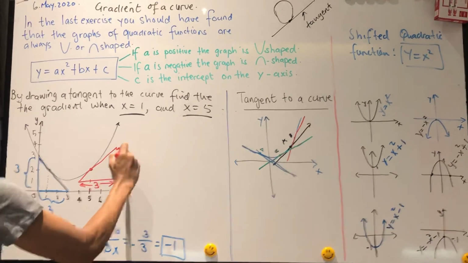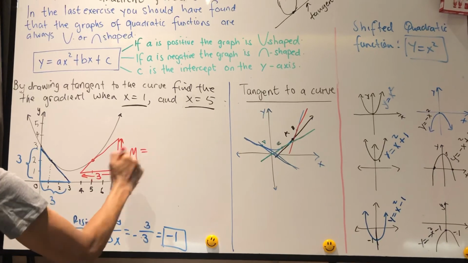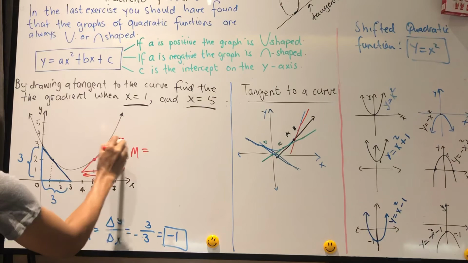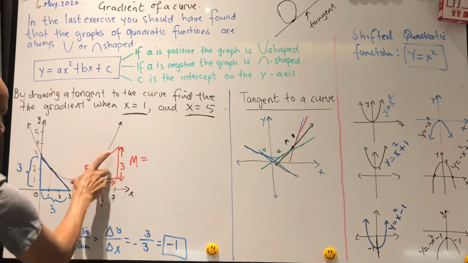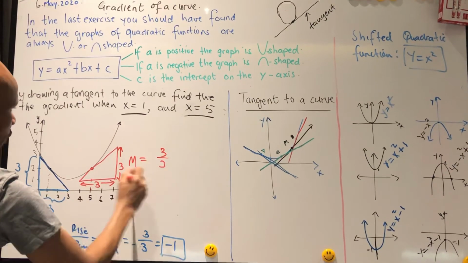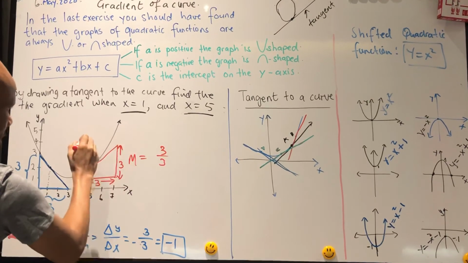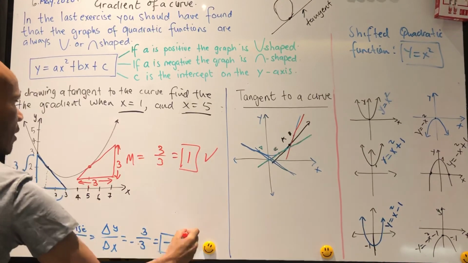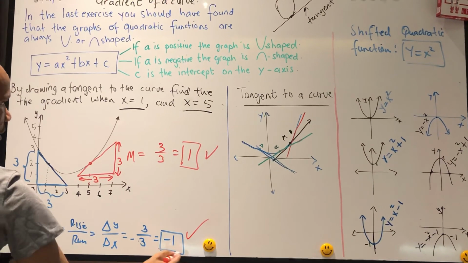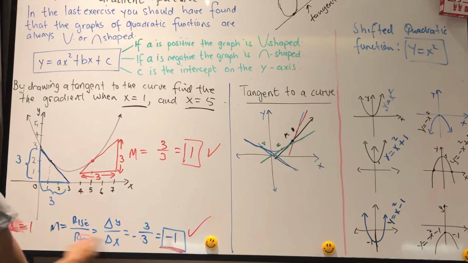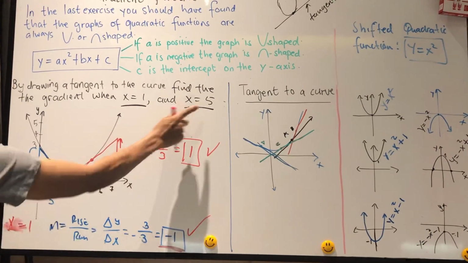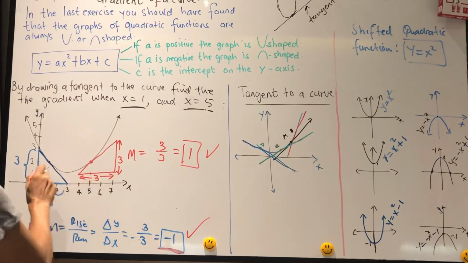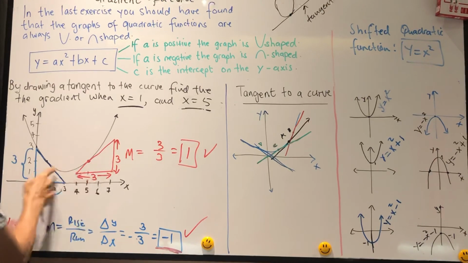So here, what will be the gradient here? Your gradient is the change in y, rise over run. So it's 3, it's positive, right? So it's 3 over 3. Run 3, rise 3, which is positive 1. So these would be my answers here, okay? So when x is 1, that's the gradient. When x is 5, that's the gradient. But take note of these two triangles that I drew here.